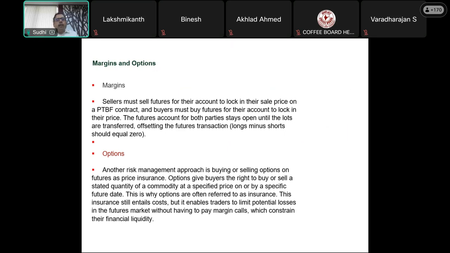So some of the traders also do risk management by using options. One approach is buying or selling an option on a future as a price insurance. An option gives buyers the right to buy or sell a stated quantity of a commodity at a specific price on a specific future date. This is why options are often referred to as insurance. This insurance still entails cost, but it enables a trader to limit potential losses in the future market without having to pay the margin calls, which constrain their financial liquidity.